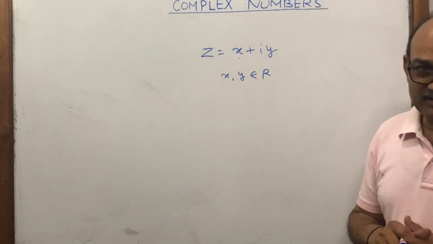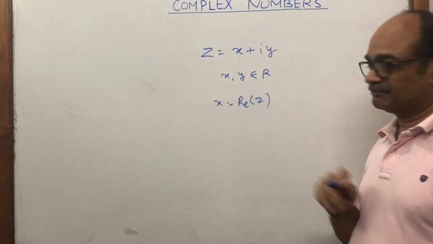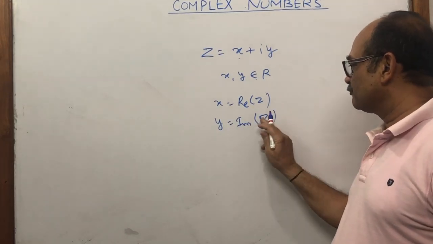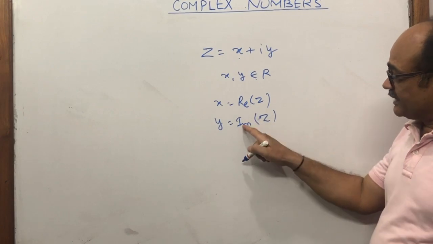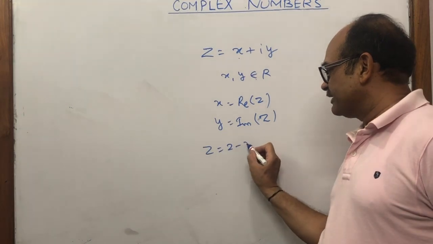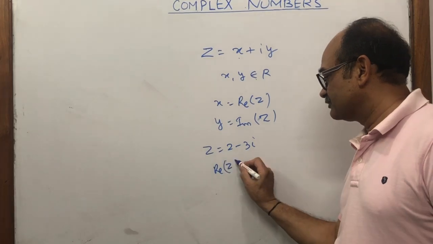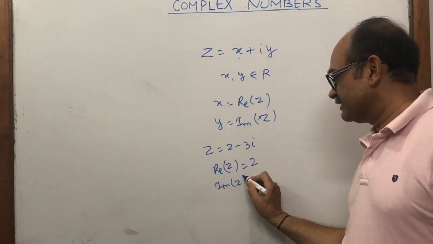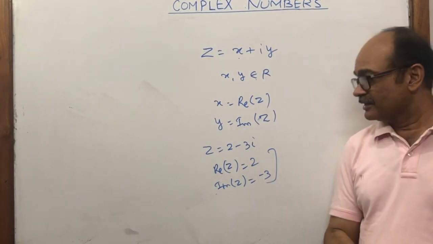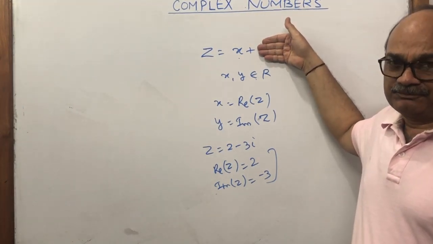x and y are real numbers. x is said to be the real part of complex number z, and y is said to be the imaginary part of z. So what is the real part? x. What is the imaginary part? y. If a complex number is 2 minus 3 iota, then tell me what is the real part of z? Real part of z is 2 and imaginary part of z is minus 3. These are the two imaginary and real parts. Suppose sometimes iota y is not present. It is absolutely 0. Only x.